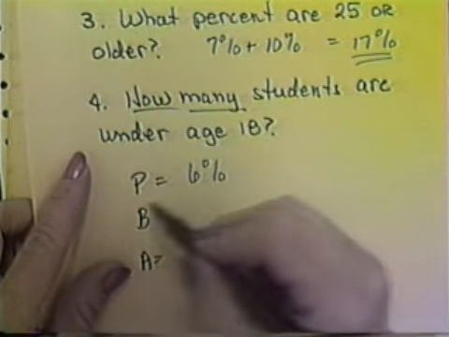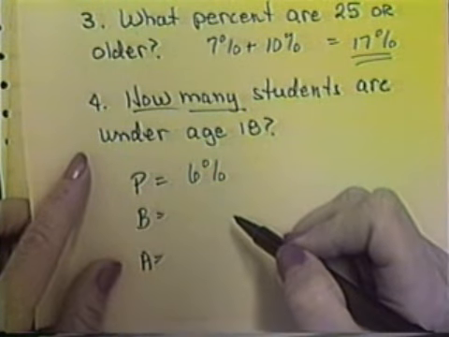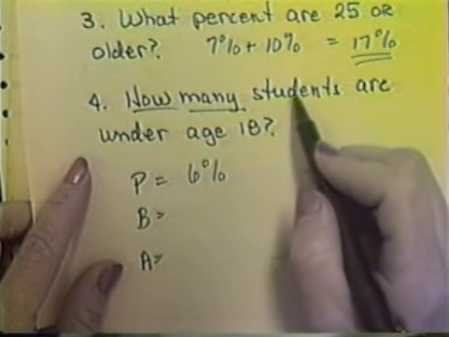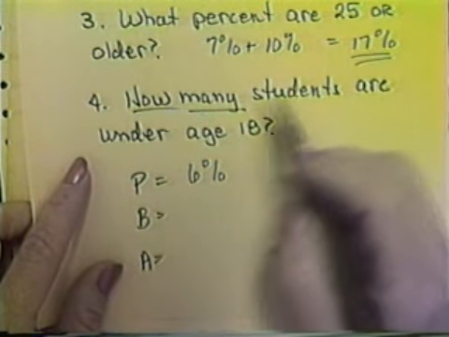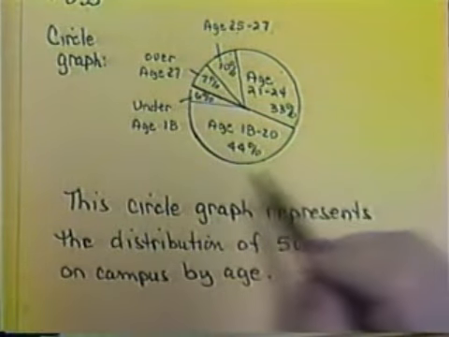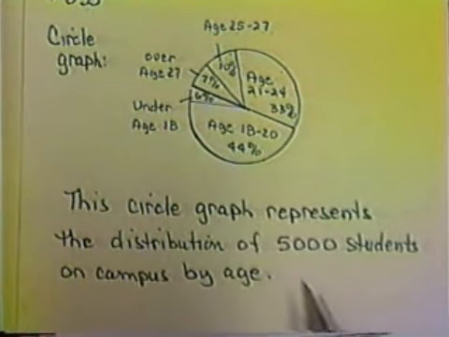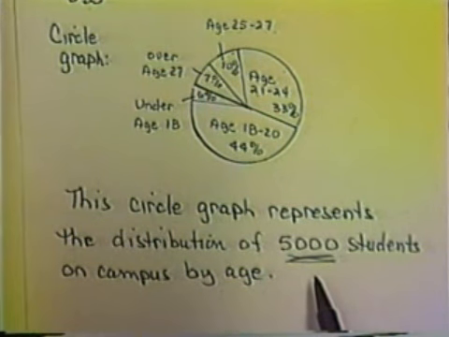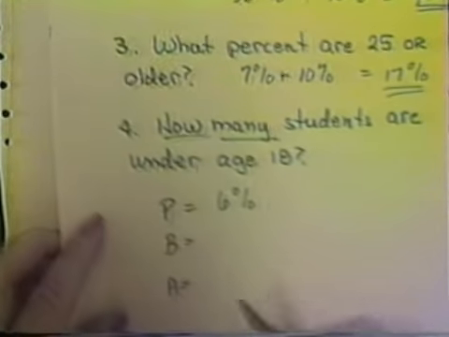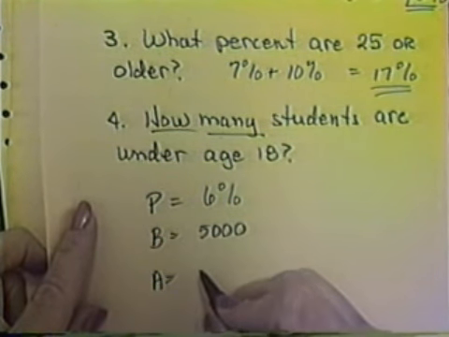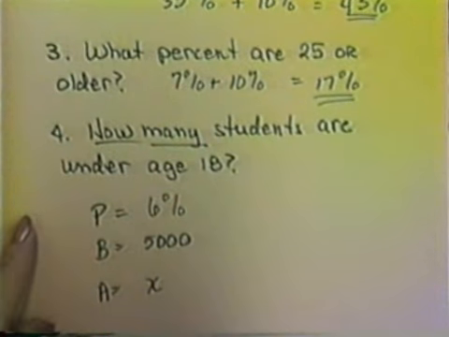My base is my total amount. Remember, base was my total amount, what I started with. I want the percent of students. How many students means the percent of students are under age 18. So that means how many students are there? What's the total number of students? Well, that comes from this. It said there were 5,000 students on campus. So that means my base must be 5,000. My amount, that's what I'm looking for. That's the one I don't know.